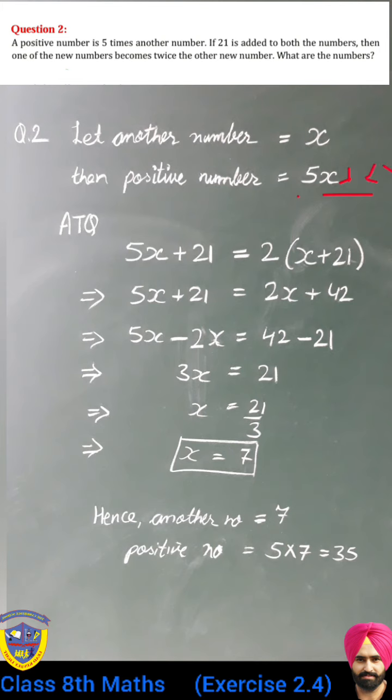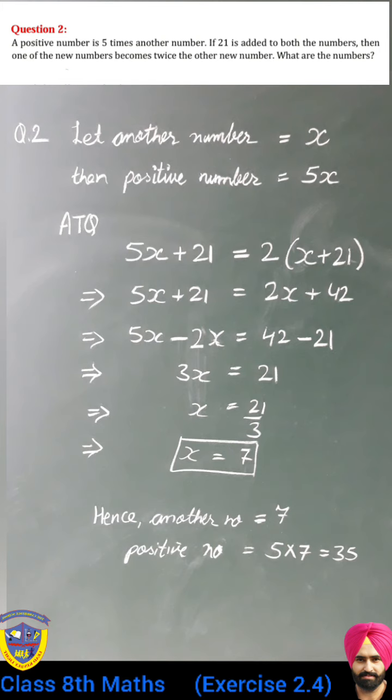Next, according to the question, the positive number becomes twice the other number. Now next, 2x, 2 into 21, 42. Now next, transpose plus 21 to the right hand side and 2x to the left hand side. You will get 5x minus 2x is equal to 42 minus 21. After solving, you will get 3x is equal to 21.